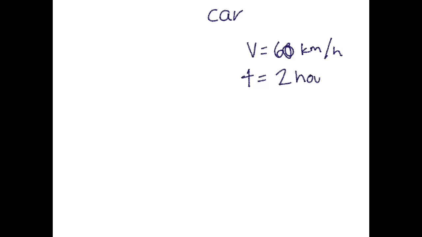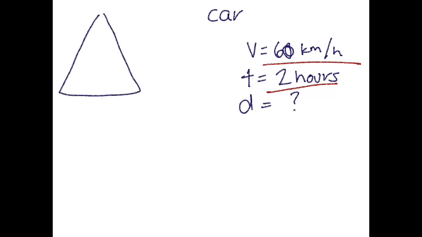Okay, so for this next part, we now have a car, okay? And our car is traveling at a speed of 60 kilometers per hour during 2 hours in a row, non-stop. So I want to figure out how much distance my car was able to do during this time. So I have my triangle: speed, distance, and time. It doesn't change, never. Here's my little car.